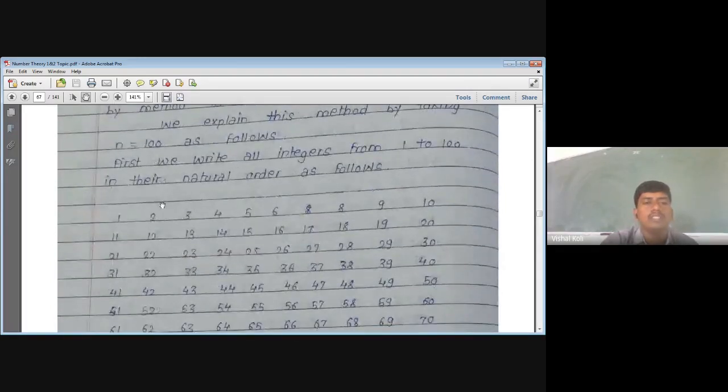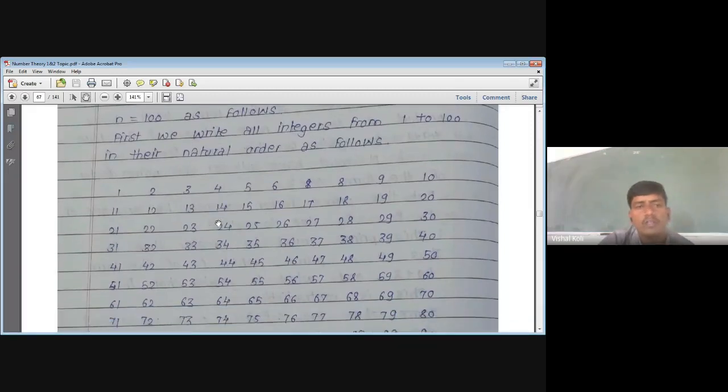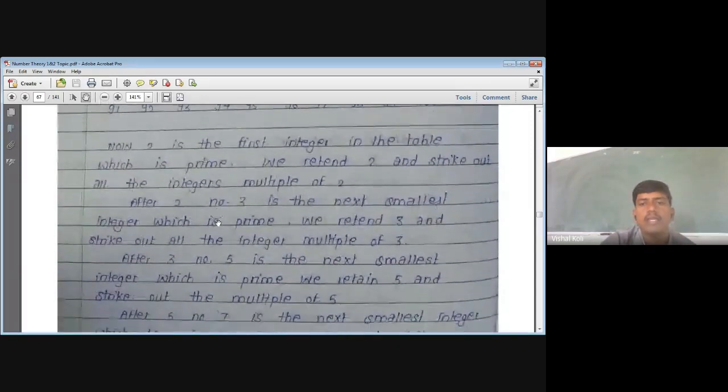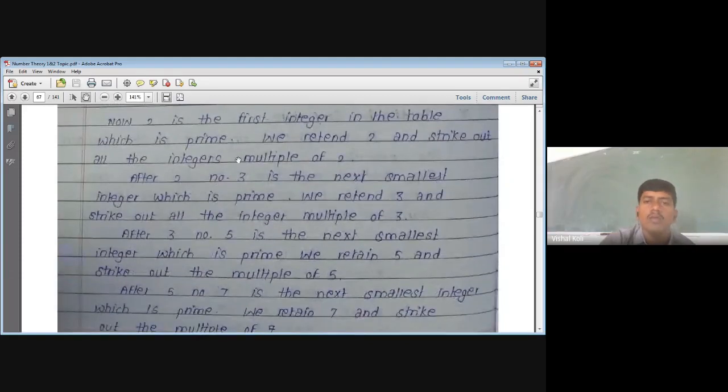That is, we have to keep this 2 as it is, and we have to strike out all the multiples of this 2. That is 4, 6, all the even integers. Okay. Now after that 3 is the next prime number. Again we have to retain this 3 as it is and strike out all the integer multiples of 3.